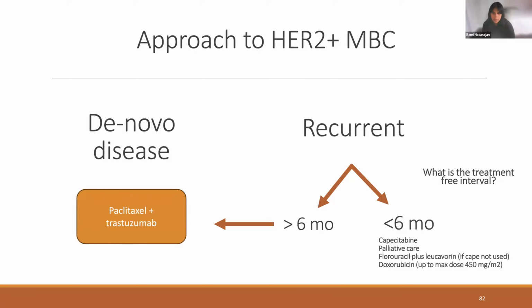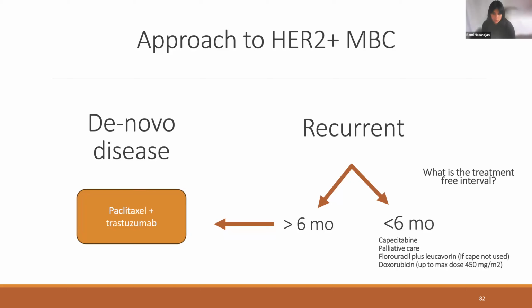But we think about two different types of metastatic HER2 positive breast cancer. One is de novo, so when the patient presents with metastatic disease everywhere without having had a curative approach before, and the other is recurrent. So if a patient has de novo disease, then they would be started on first-line treatment, which would be Taxol plus trastuzumab. If they have recurrent disease, the question we always ask ourselves is, what is the treatment-free interval?